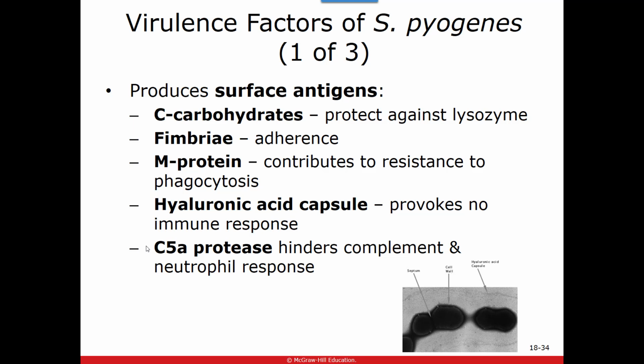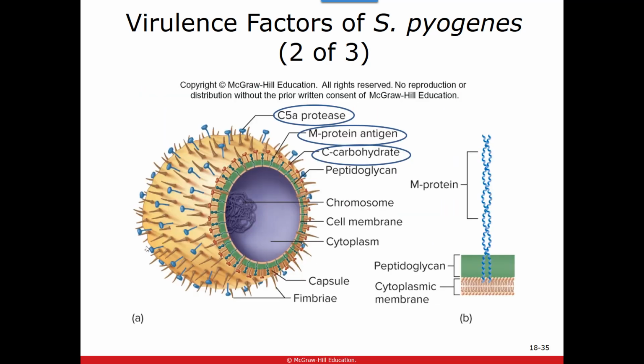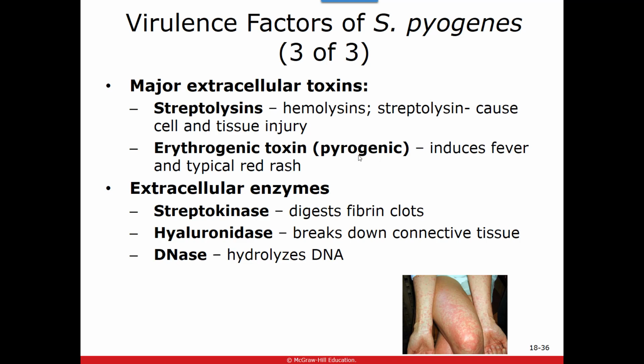It has another enzyme called C5a protease, which targets complement protein C5. It hinders or stops complement proteins and the neutrophil response, which means you're not going to cause lysis of cells. You're going to stop white blood cells from going after you. This is showing on the outside that it has some of these enzymes and various antigens right there on the surface of the cell. But other than different enzymes and other surface things, it has toxins as well. It makes a toxin called streptolysin that breaks apart different types of red blood cells, which allows us to figure out what kind of strep it is.